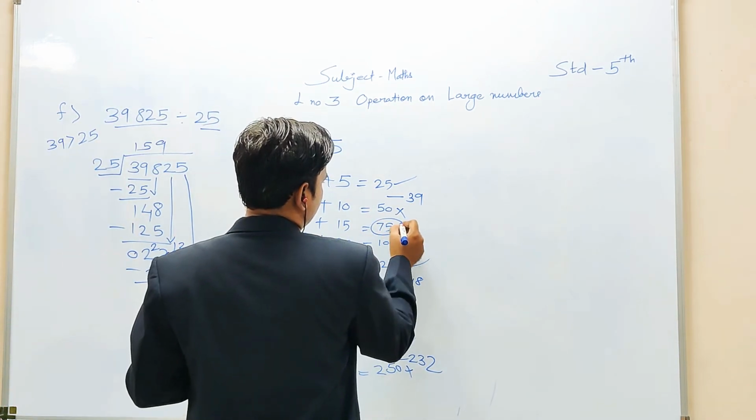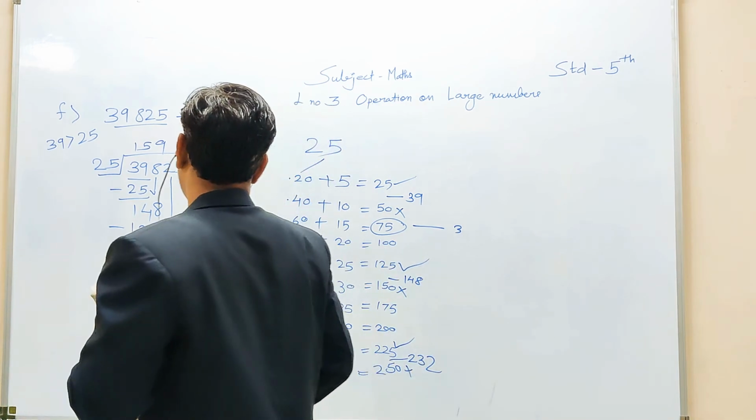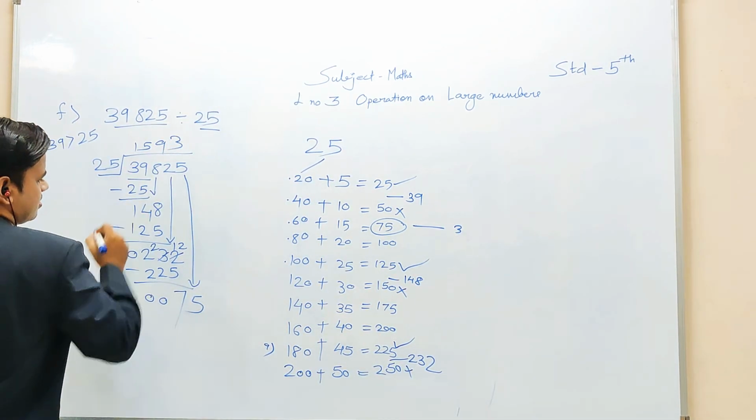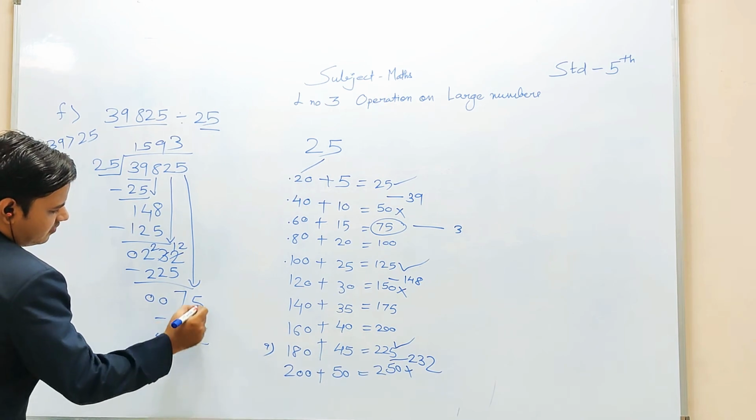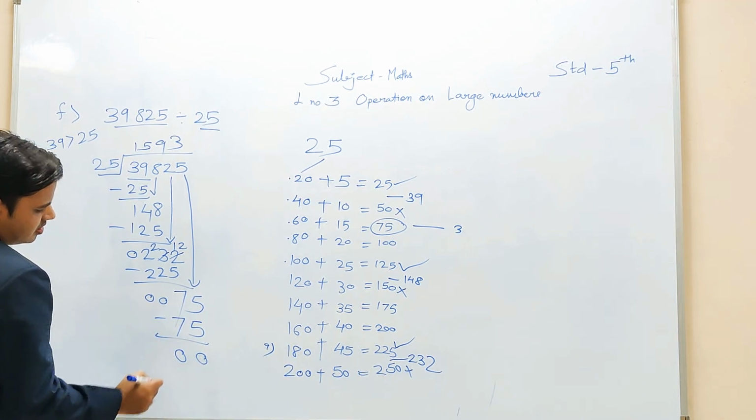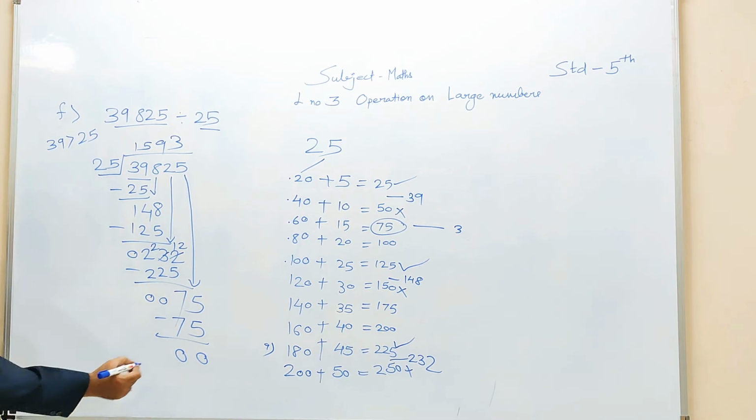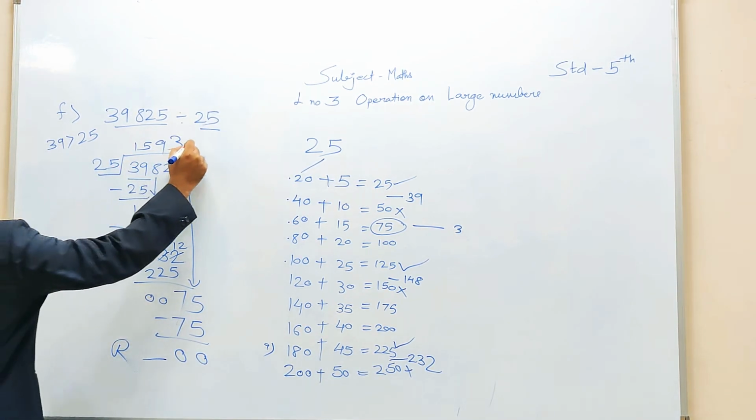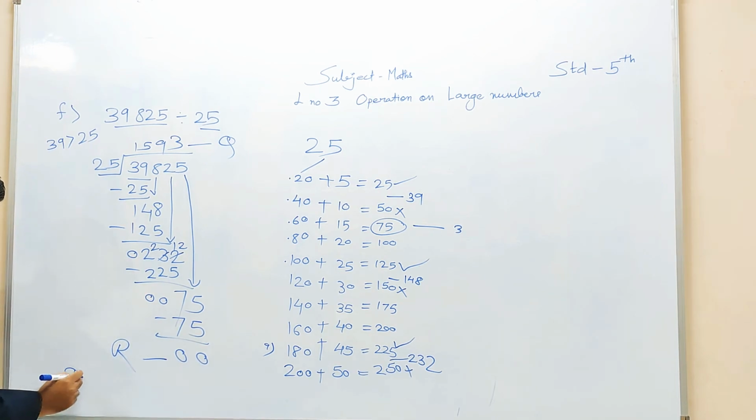So we are having already, this is 3s are. Okay, 25 3s are 75. 5 minus 5 is 0, 7 minus 7 is again 0. So this is our remainder. This is our quotient. So the quotient is 1593 and our remainder is 0, 0. So this was 39825 divided by 25. Okay. So 1593 is our quotient and remainder is 0, 0.